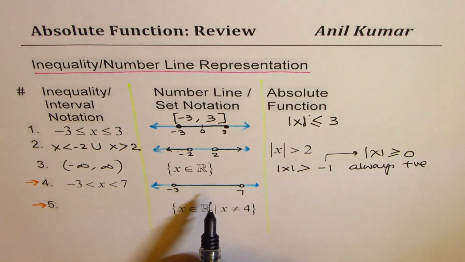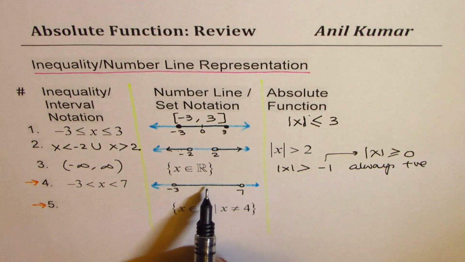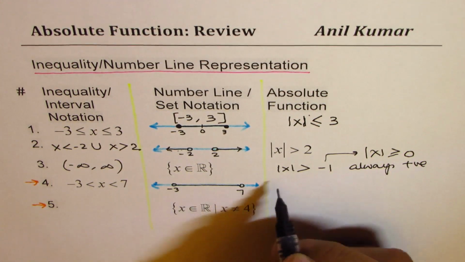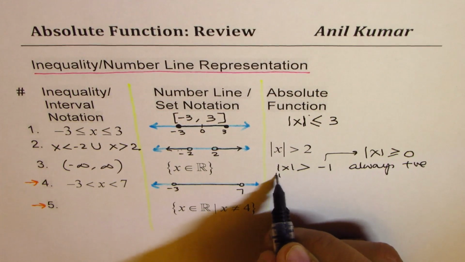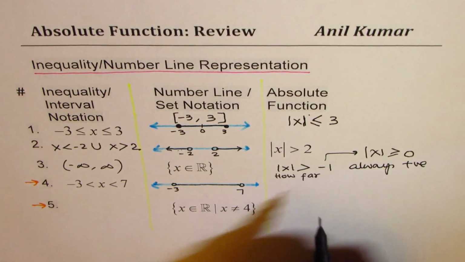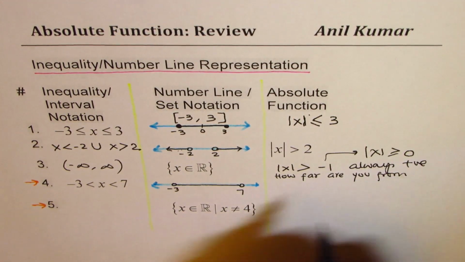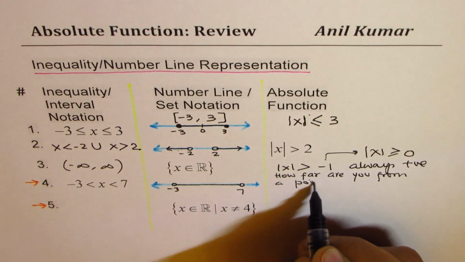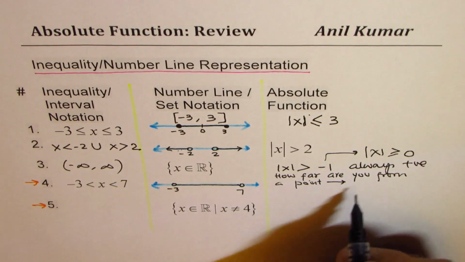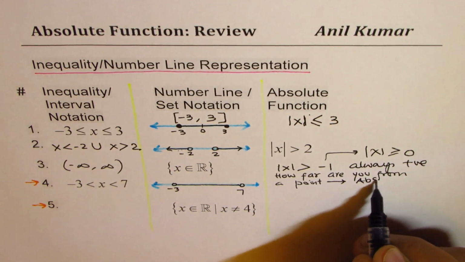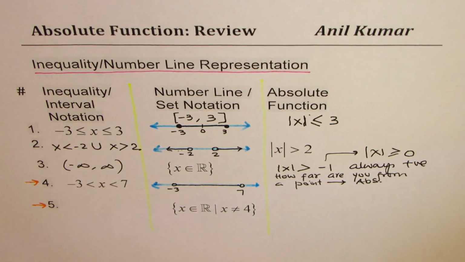Now this is key to understand absolute function. Absolute function is deviation from the center, how far you are from a point, right? So think like, let me write here, how far are you from a point? That is the basic concept for absolute function. Do you understand? How far are you from a point? Extremely important.